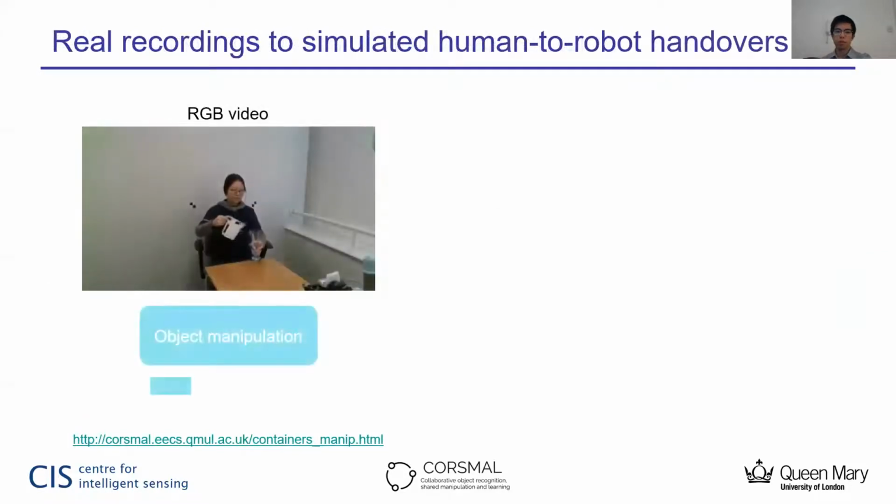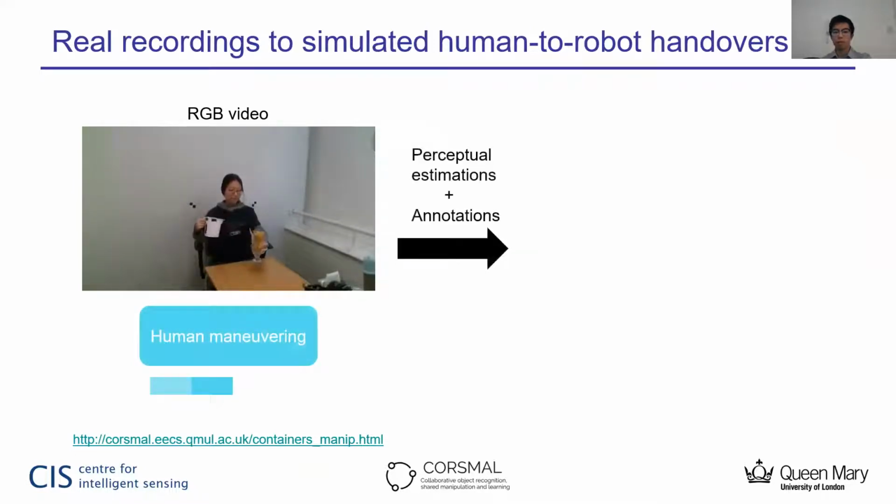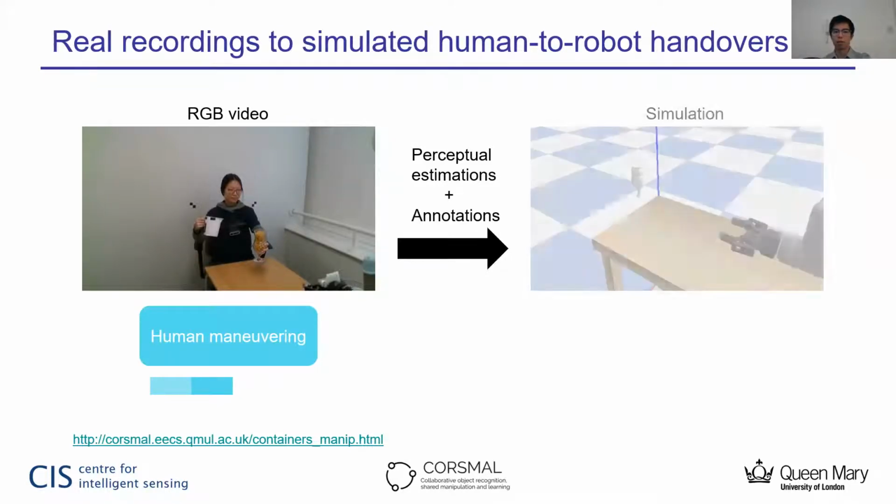We start from RGB videos of humans pouring fillings into containers and handing them towards a robot. The videos start from the object manipulation phase, where the human prepares the container for handover by pouring fillings such as rice, pasta, or water into the container up to various fullness. Then the human hands the container towards the robot in the human maneuvering phase, as if to perform a handover. We perform perceptual estimations using our vision-based pipeline to estimate hand poses and object properties, such as shape, trajectory, and filling mass, and combine that with annotations of the object mass to recreate the handover scenario in the simulation.